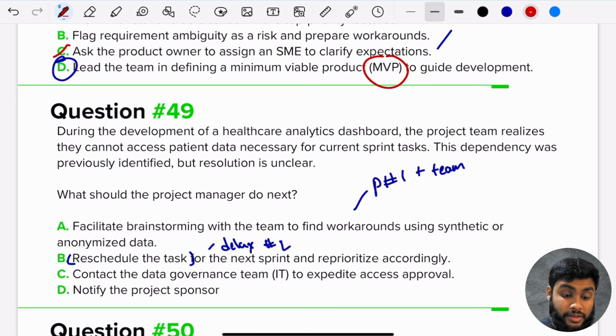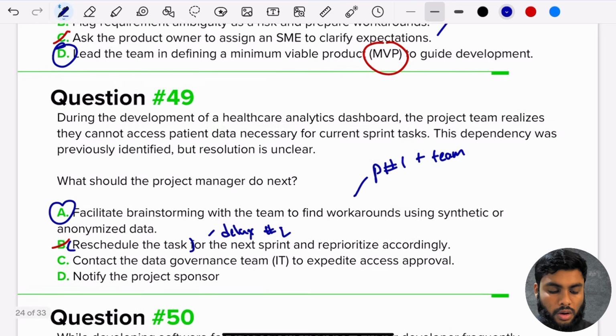I'm assuming we're going to read the question. I'm trying to go a little fast, guys, because my camera is about to die and I don't want to plug it in right now. The best answer here is going to be A. I can already tell. Okay. We don't want to notify the sponsor. Contact the IT team to expedite access approval. When you have principle number 1, you choose that.